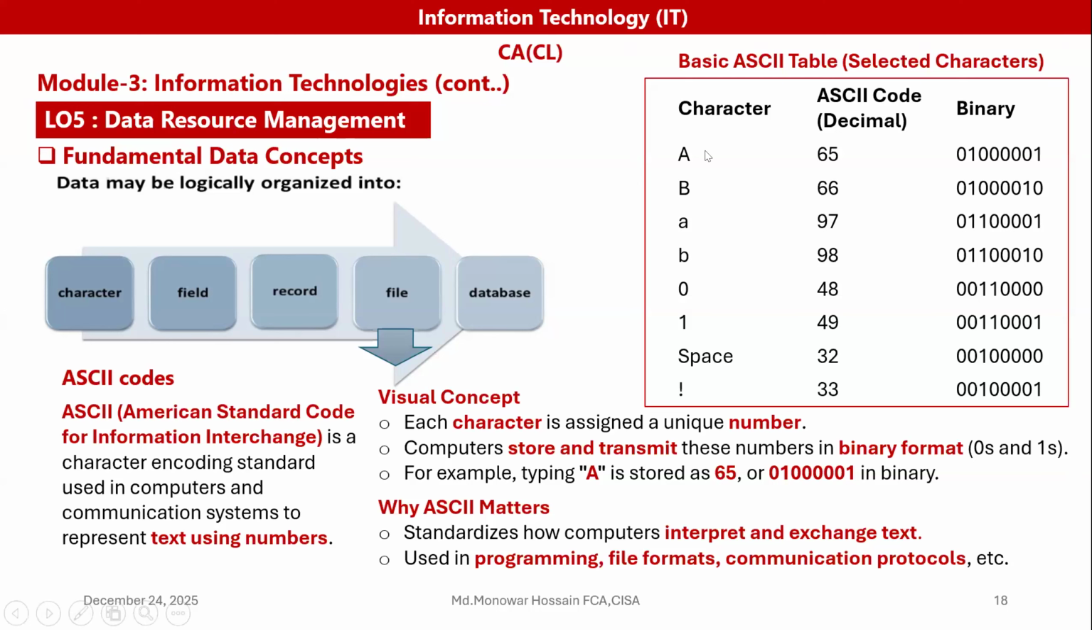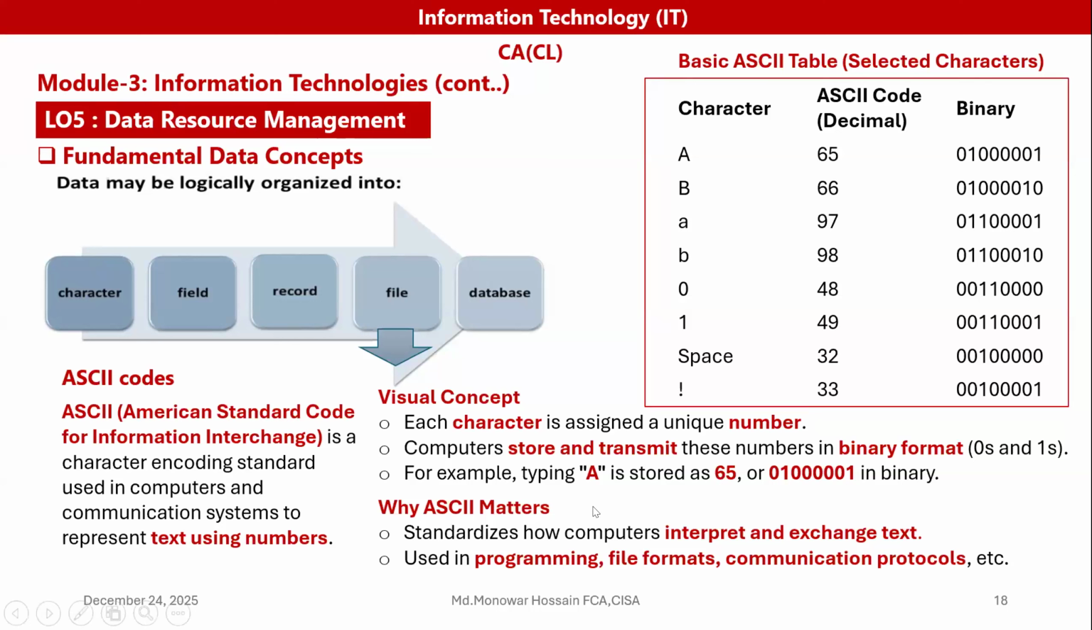And here is the character and visual concept. We know that each character is assigned a unique number. For example, in ASCII code, character A is basically decimal code 65, and the binary number is that. So computers store and transmit this number in binary format, 0 and 1.